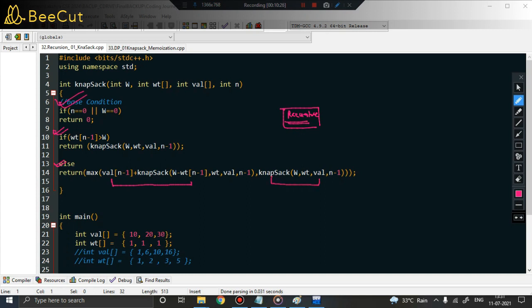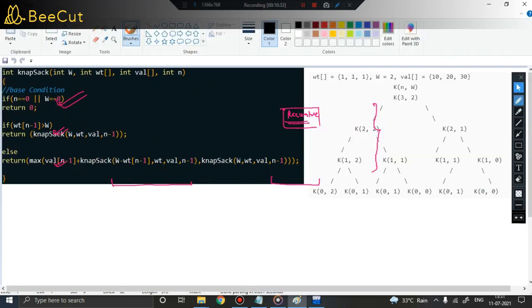Now this recursive code had a problem. What was the problem? That problem is shown in this image: overlapping subproblems exist. This k11 is a subproblem, and this k11 is also a subproblem. If I already calculated this, I don't need to calculate it again because it will waste my time. This is a small subtree, so you found very small overlapping. But if there are thousands of items, then there are many chances of having more overlapping subproblems. These overlapping subproblems are responsible for increasing complexity.